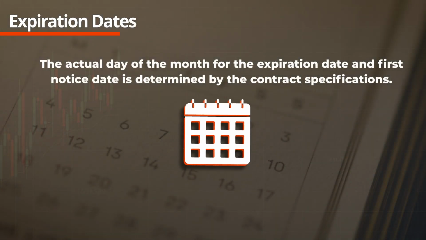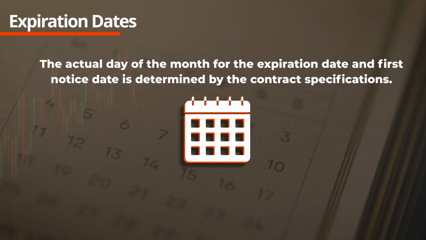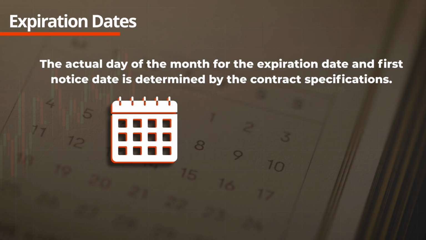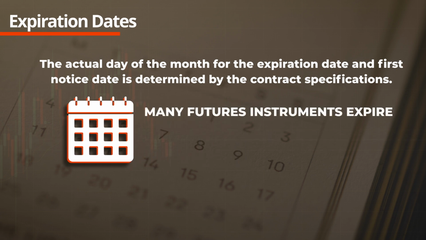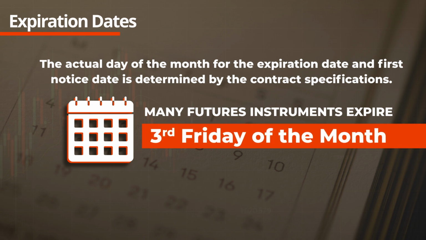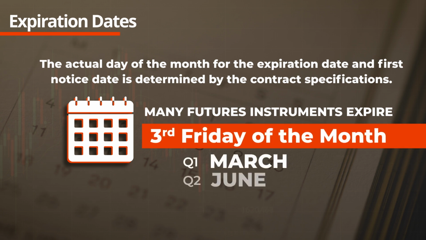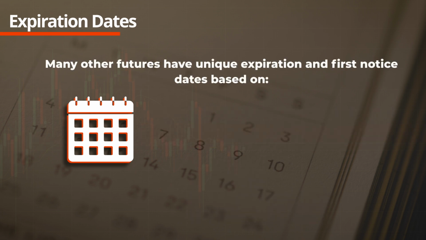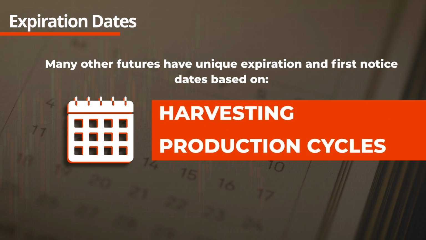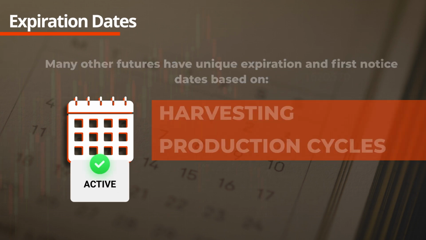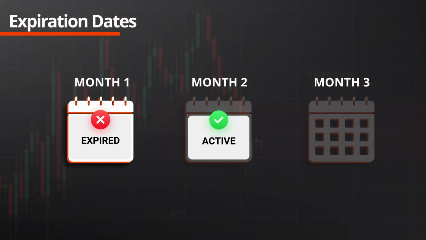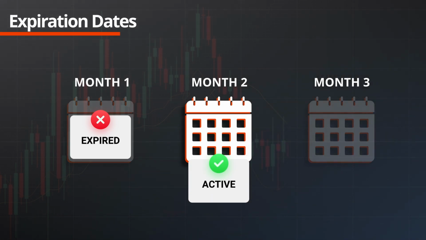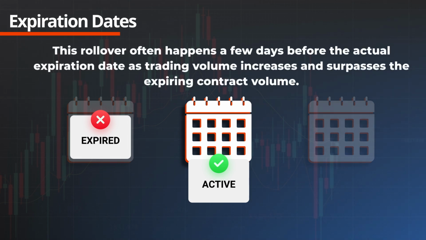The actual day of the month for the expiration date and the first notice date is determined by the contract specifications. Many financial futures instruments expire on the third Friday of the month in a quarterly cycle: March, June, September, and December. But many other futures have unique expiration and first notice dates based on harvesting or production cycles. Once a contract expires, the next contract month becomes the active front month contract for trading.